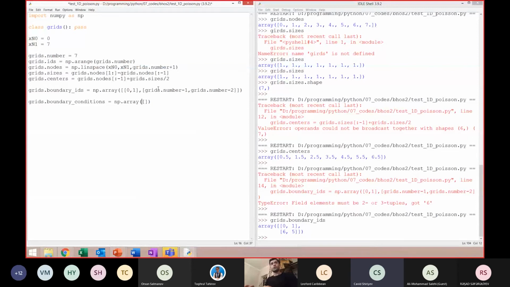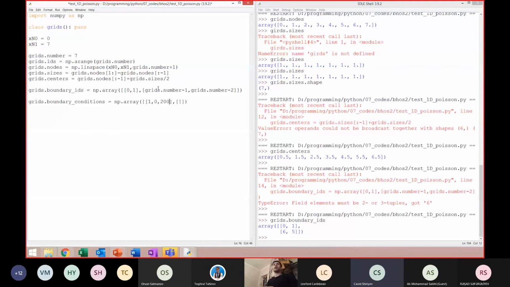Okay. It's going to be a two-dimensional array. And for the first one, I said I'm going to set the Dirichlet boundary condition. So the first coefficient is going to be 1. The second one is going to be 0 because I'm setting the Neumann coefficient to be equal to 0. And I'm setting the F value, which is 200.